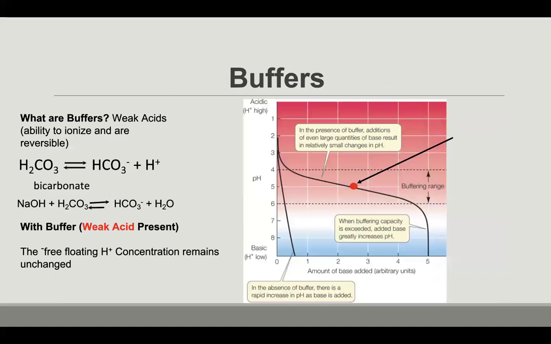So what are buffers specifically? Buffers are weak acids that have an ability to ionize, and they're reversible. Weak acids are better as buffers than strong acids because they only partially break apart. They can maintain an equilibrium that can neutralize any strong bases or strong acids that are added. As you see here, bicarbonate is one of the most common buffers in our body. Bicarbonate partially breaks apart into HCO3 minus and hydrogen ions.